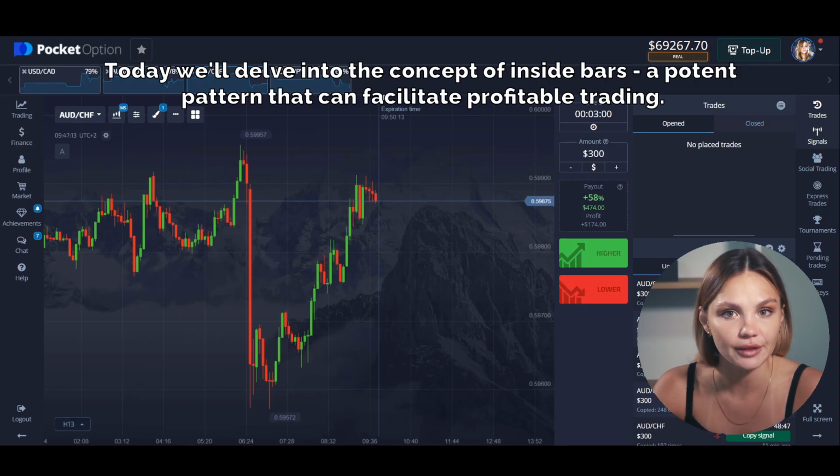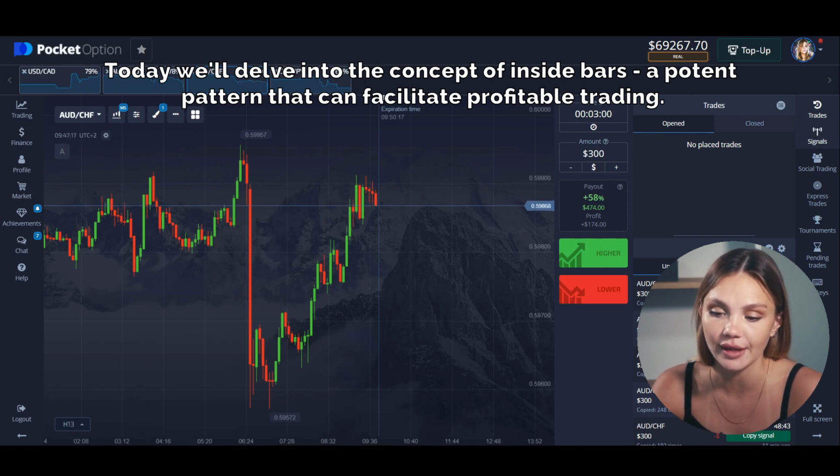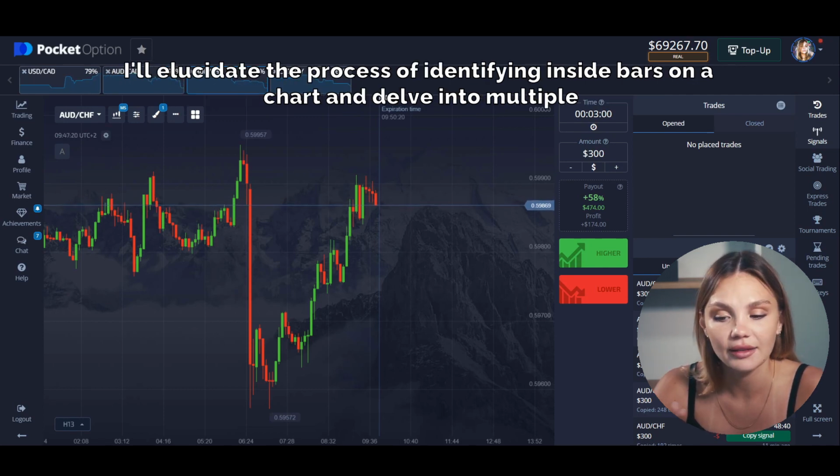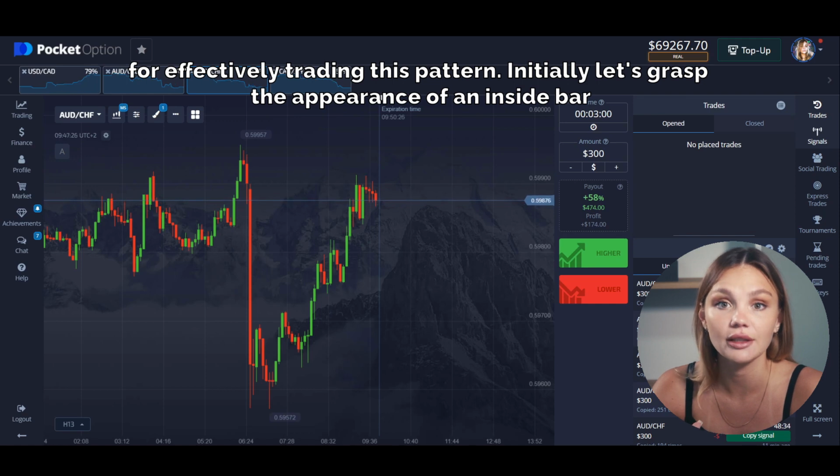Today we'll delve into the concept of inside bars, a potent pattern that can facilitate profitable trading. I'll elucidate the process of identifying inside bars on a chart and delve into multiple strategies for effectively trading this pattern.